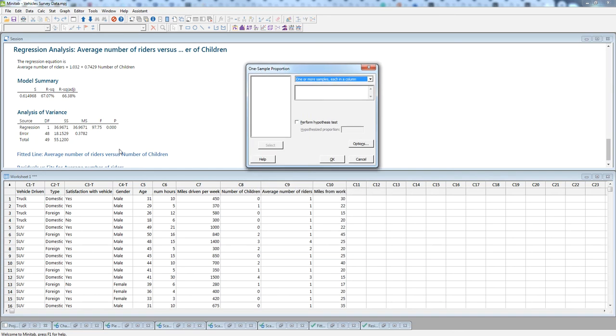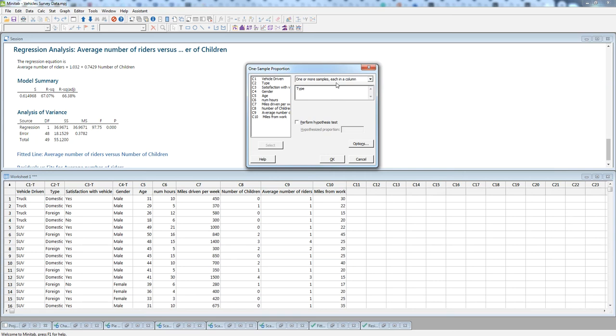I'm hoping you notice that the type of variable I chose was one of these T's, which stand for text, also known as categorical variables. Yeah, one or more samples in each column. Since I have the data here, I don't need to use summarized data. Summarized data is what you would use if it was just described to you, like 30 out of 100 have domestic cars. So I'm going to go ahead and click type and throw it in there.